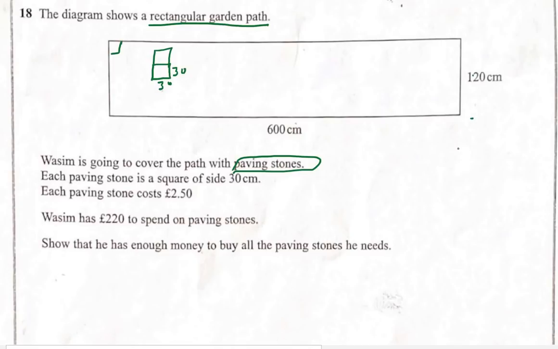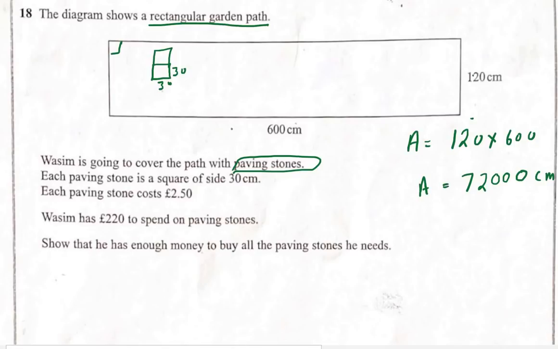To find the area, just times this by that. So we do 120 times 600. When you times by zeros, how many zeros here? 3 zeros. Just write the 3 zeros and do 12 times 6, which is 72,000 centimeters squared. Makes sense, guys, I hope so. So the area of the rectangular garden path is 72,000.